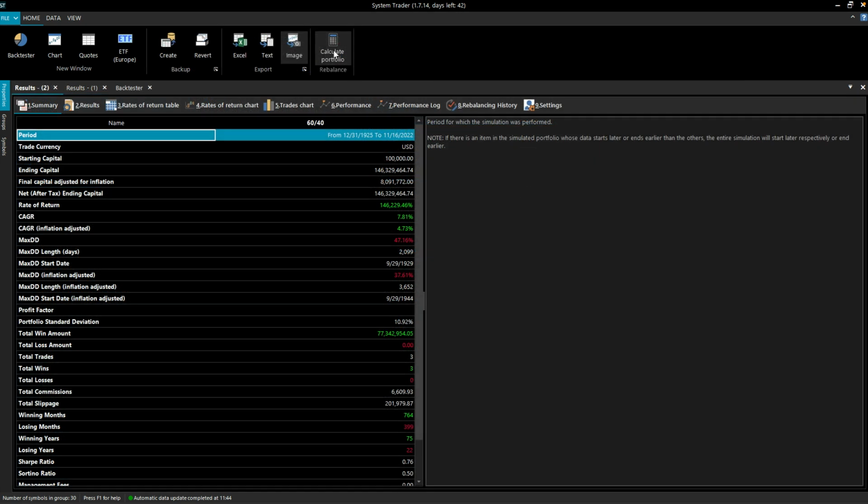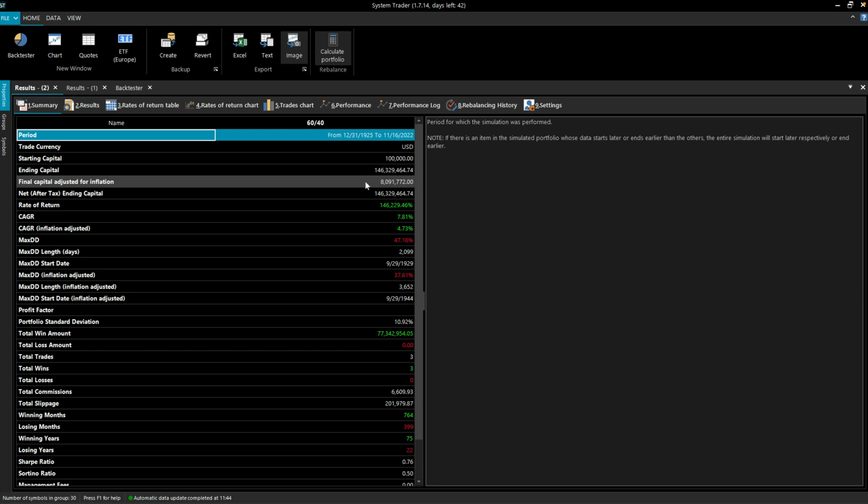Here we go. Now we can see that our simulation goes back to 1925. So basically it's almost 100 years. And also we can see that now the field adjusted for inflation has a value. For example, in the previous simulation, that field was empty because we did not set up the data for inflation. Also, we can see that on the very long time horizon, although the ending capital is over $146 million, in fact, after adjusting for inflation, it's only 8 million. So this difference is just huge.